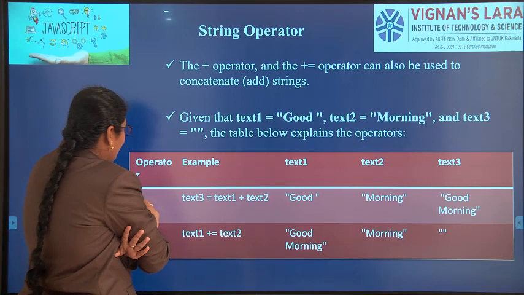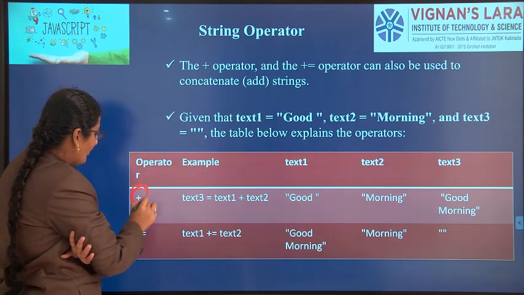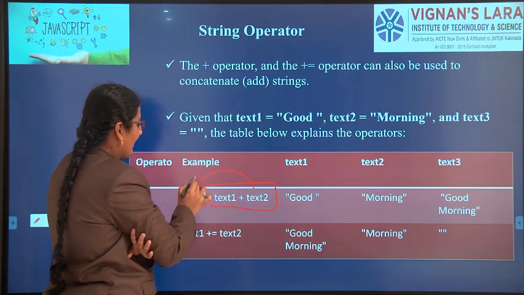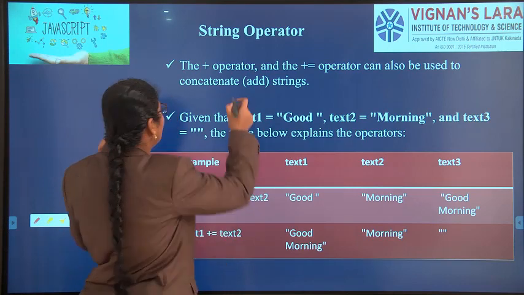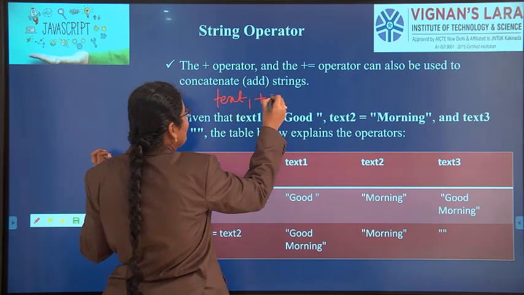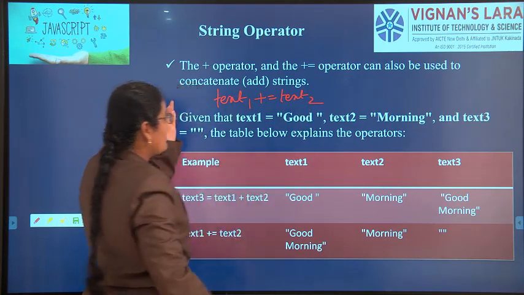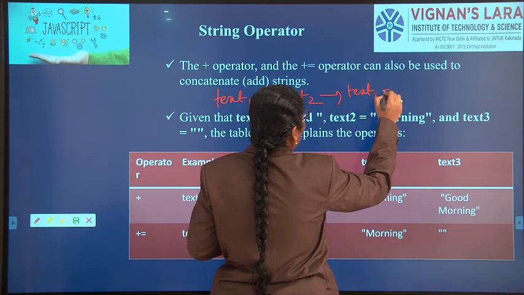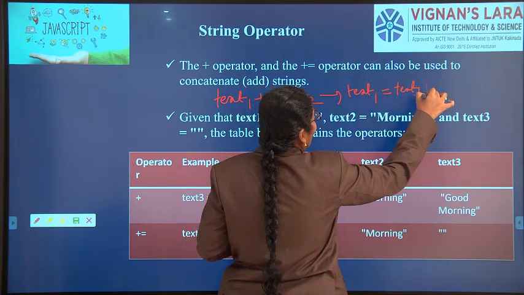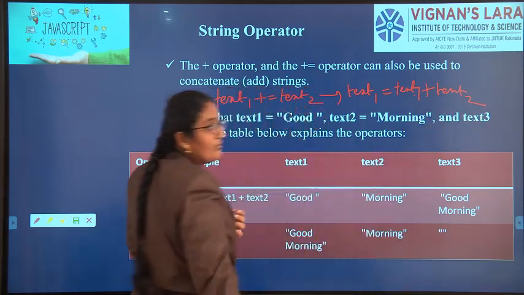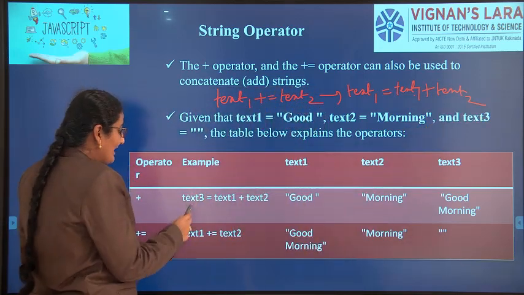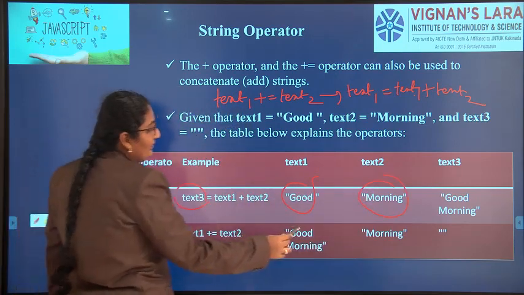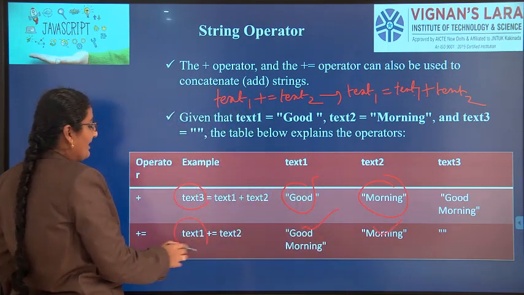So this is the symbol for concatenation and adding of strings. You know adding two strings and storing in another also. What I wanted to tell you, text 1 plus equal to text 2. If this is your final output, this can also be written as text 1 equal to text 1 plus text 2. Nothing but good plus morning, adding and storing in text 1. Here we are adding good and morning, storing that in text 3. Here also we are adding good and morning but storing in text 1.